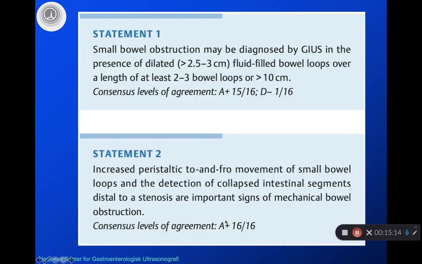Statement number 1 is that small bowel obstruction may be diagnosed by GIUS in the presence of dilated, fluid-filled loops over a length of at least 2-3 bowel loops or over 10 centimeters. Statement 2, increased peristaltic to and fro movement of small bowel loops and the detection of collapsed intestinal segments distal to a stenosis are important signs of mechanical bowel obstructions. And you can see there is high level of agreement on these two.